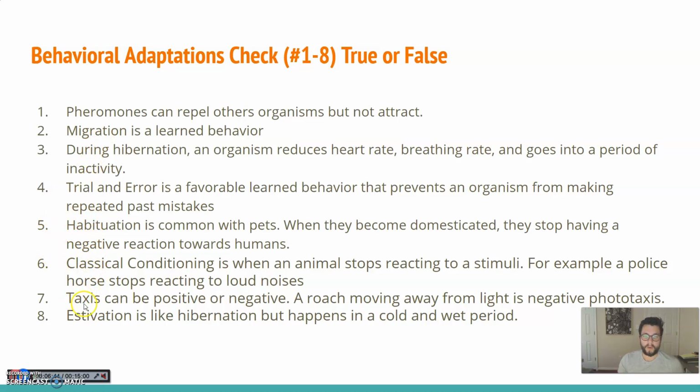Let's skip to another one. Taxes can be positive or negative. A roach moving away from light is negative phototaxis. Well, light, photo, those go together. That's good. Taxis is the movement in reaction to something, so that's good. And moving away from something, that would be negative, so that is true.